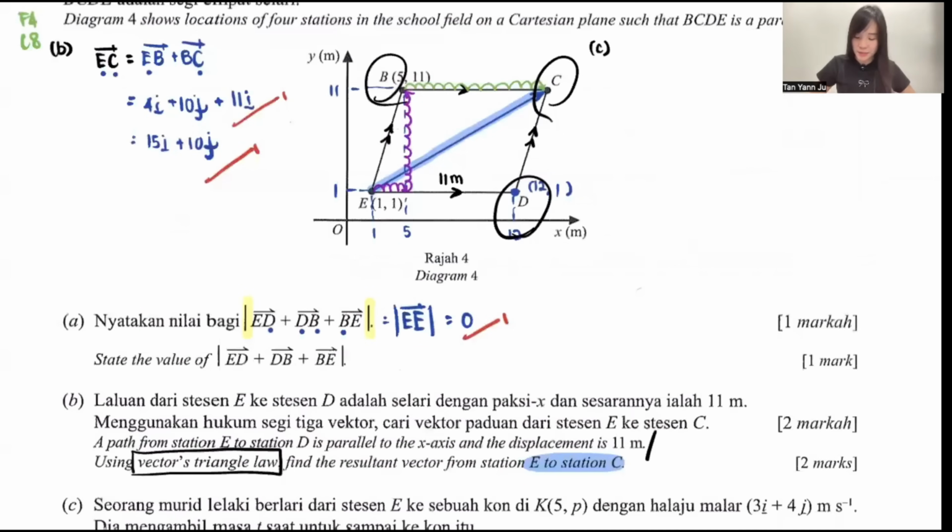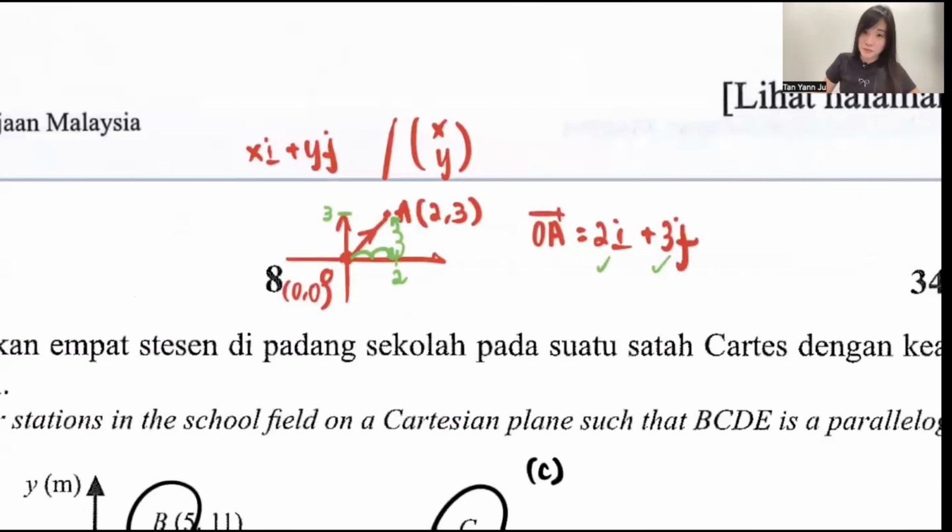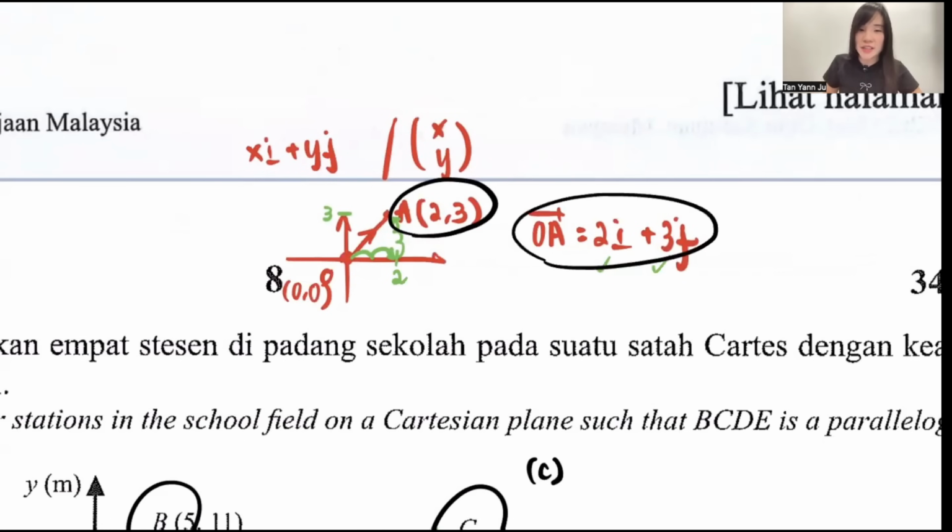Let's come back to this example. Can you see this basic thing that you should know? Whenever your coordinate is 2, 3, do you know that your OA is definitely a copy and paste of your coordinate? That means now I actually don't need to draw. If I tell you the B coordinate now is 4, 5, you can straight away tell me OB is what? Correct, 4i plus 5j.